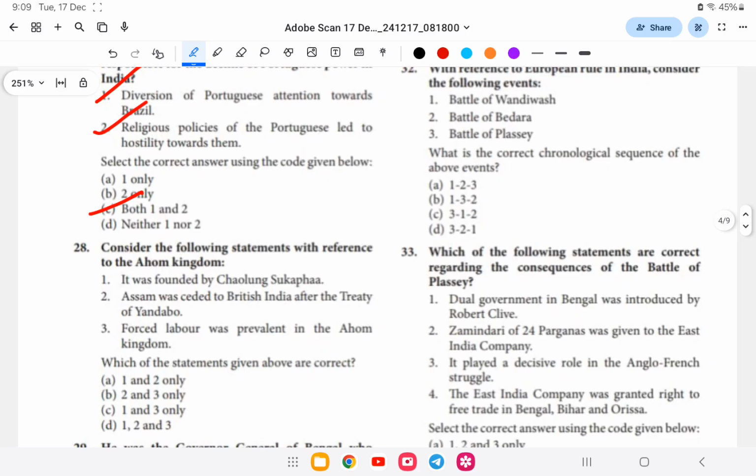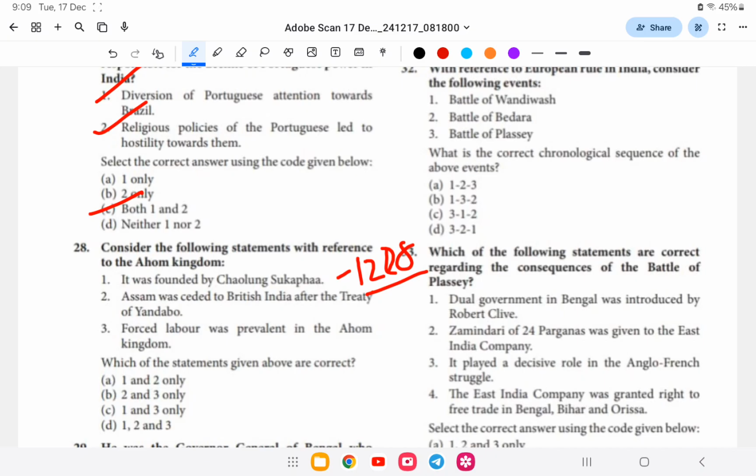Question number 28. Consider the following statements with reference to the Ahom kingdom. Number 1, it was founded by Chaolung Sukaphaa. King Sukaphaa started the Ahom kingdom. So we know this is correct. With reference to this, according to the Buranji chronicles, in 1228 Sukaphaa started the Ahom kingdom in Assam.